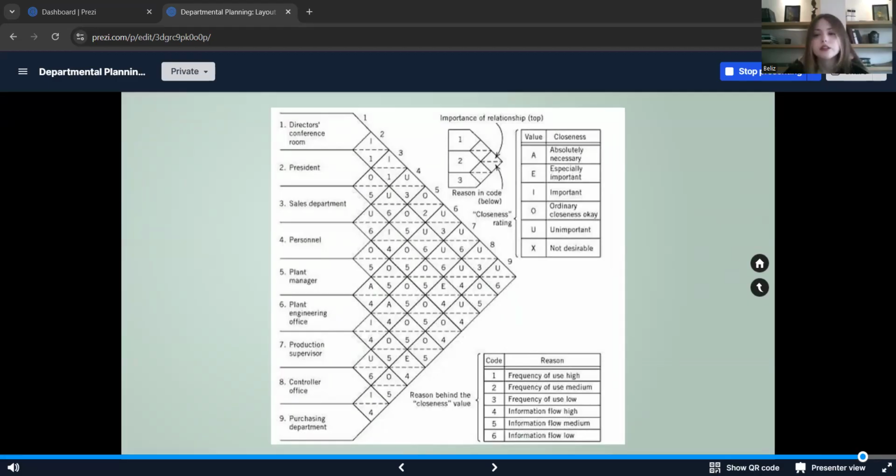Departments like directors, conference rooms, president, sales, personnel, plant manager, and so on. Each pair gets a letter and a numeric reason code. That relationship chart then guides the layout, placing A's next to each other and X's far apart.